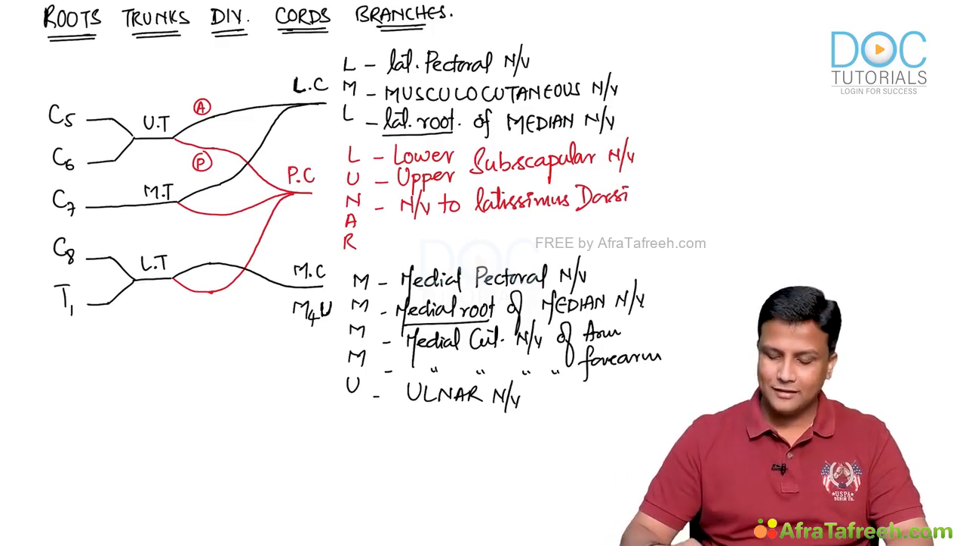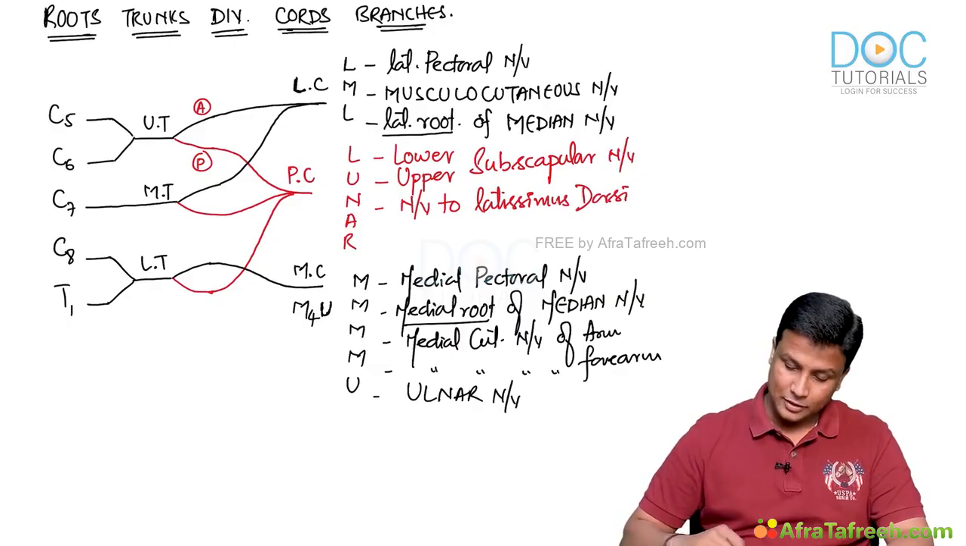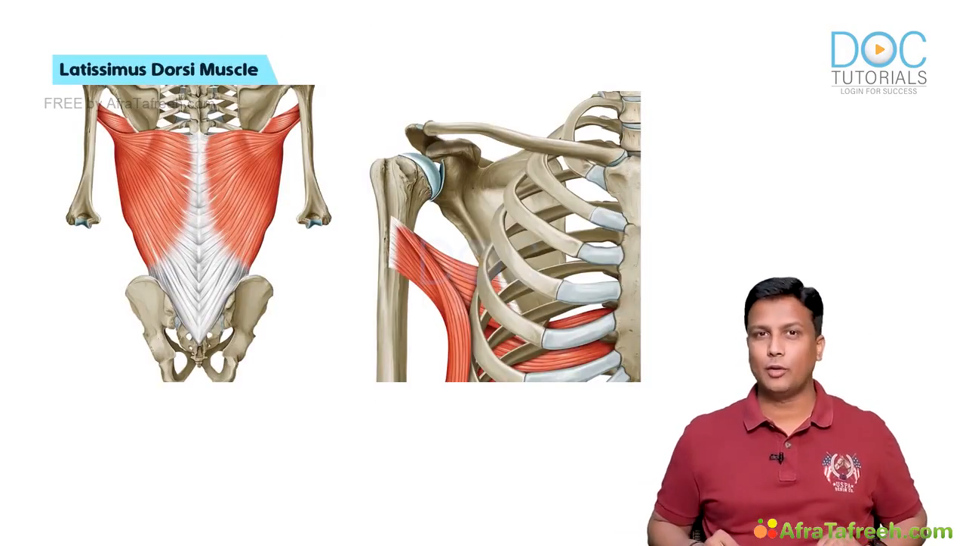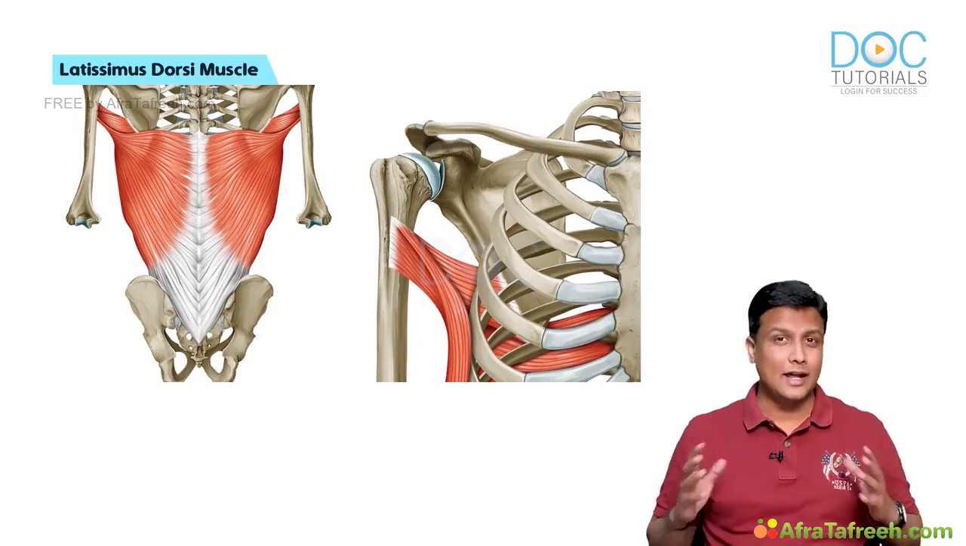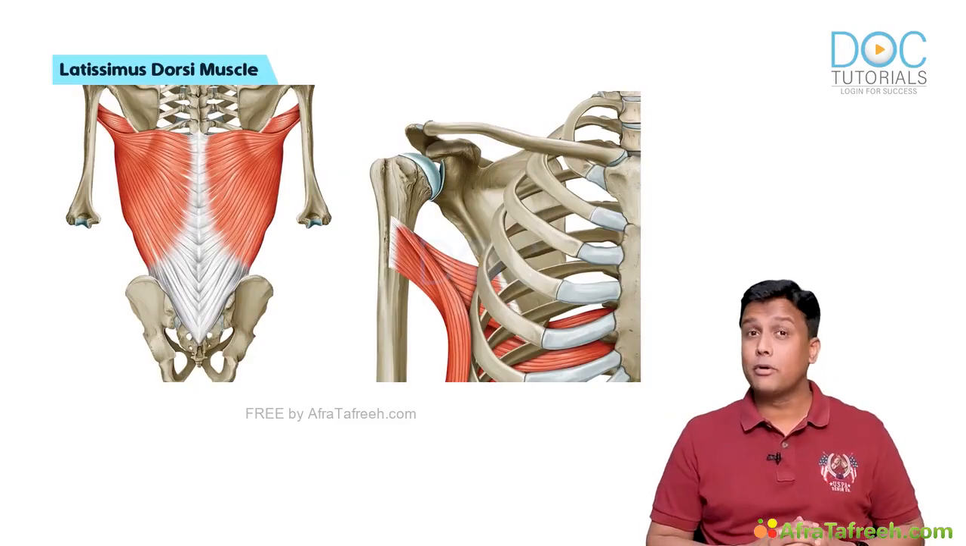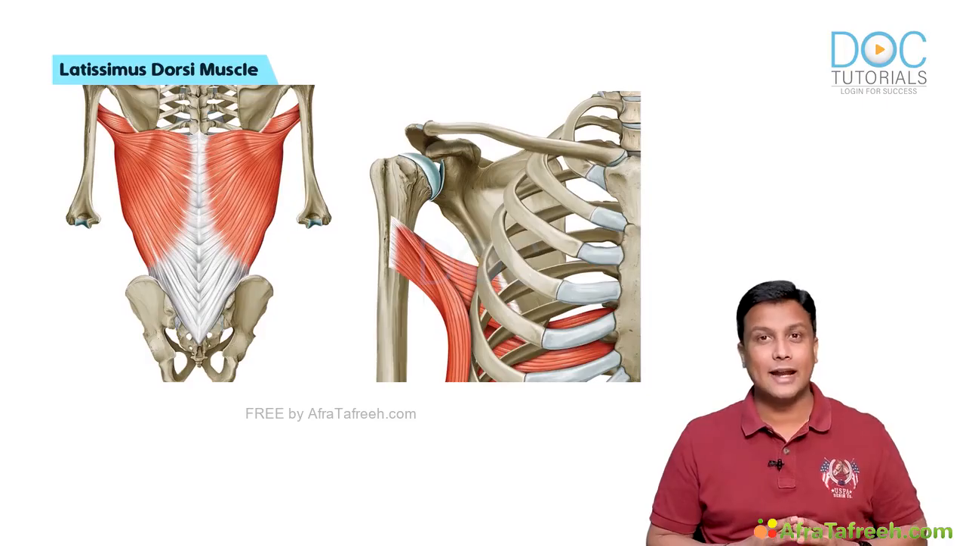Now I hope you have seen this muscle a lot of times. I'm speaking about this one here, guys. This is your latissimus dorsi muscle. It is the broadest muscle in our body. Be careful, I'm not saying the largest muscle. Largest muscle is gluteus maximus. We'll study that later on in the lower limb. Broadest muscle in our body is latissimus dorsi.